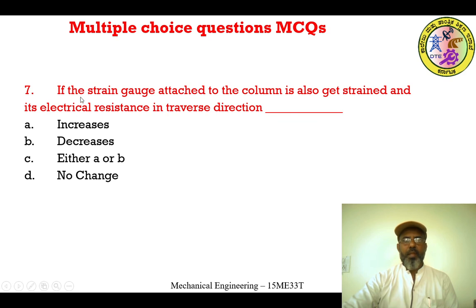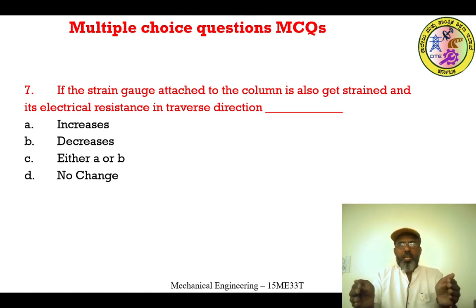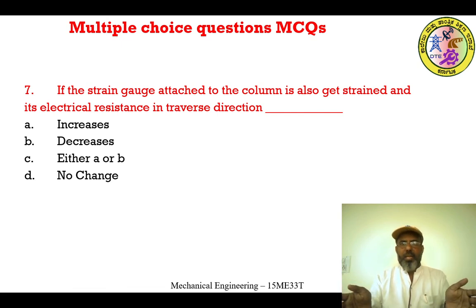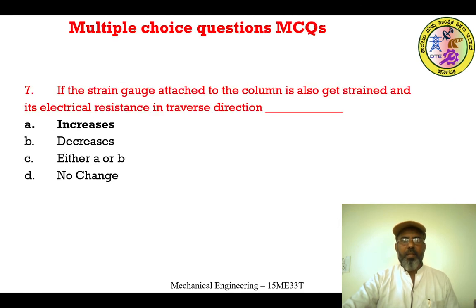The next thing, if the strain gauge attached to the column gets strained, what happens to its electrical resistance in the transverse direction? Yes, try to answer this. Your time starts now. A increases, B decreases, C either A or B, D no change. In transverse direction means we mount the strain gauges on the diameter side. When the load is applied, the diameter increases, therefore the electrical resistance also increases. The correct answer is A.